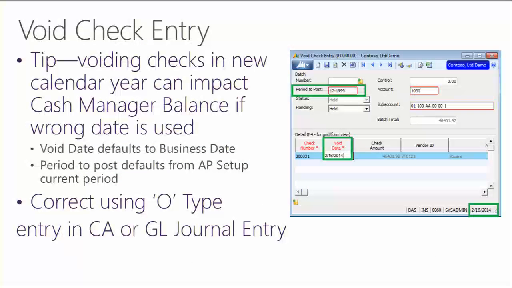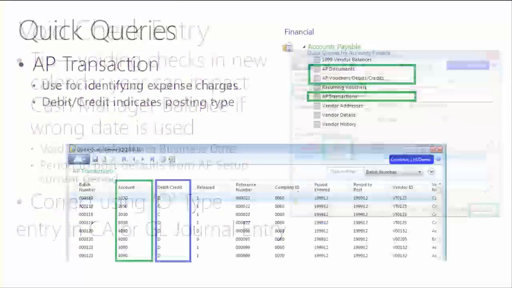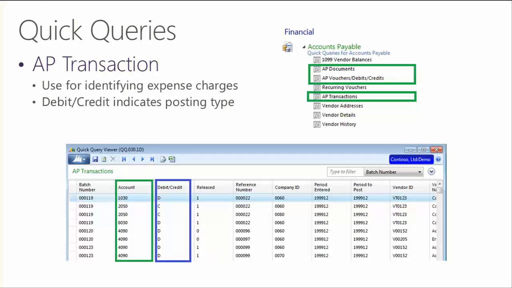Okay, void checks. We get a lot of these the first of the year. So when you guys void your checks, yes, Becky? Is the vendor's name one of the fields you can add? I think it's in there. I think it's right beside the ID right there, right? Okay.